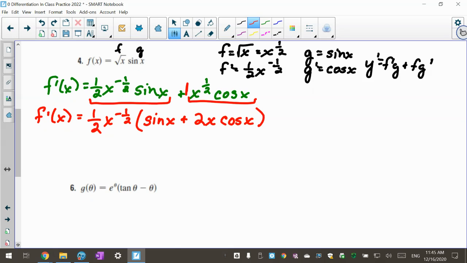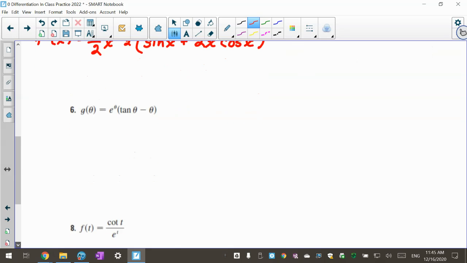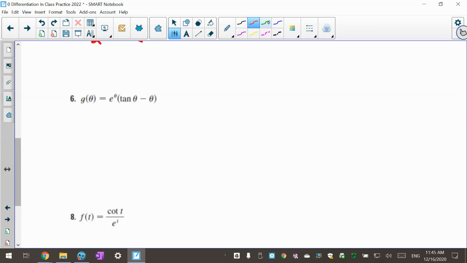All right, 6. I have another product rule here. This is my f and this is my g. I see my f as an exponential function now, and my g has a trig function and a power function. So we've got a lot of stuff going on here. So let's set up our f and g's. Our f is going to be e to the theta. f prime is e to the theta.